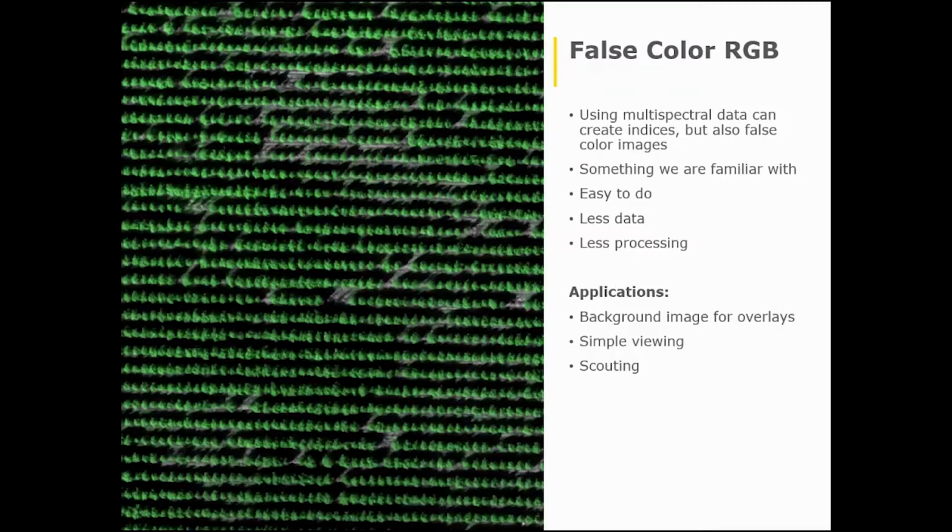And these applications are very simple, typically scouting or simple viewing. People just want to see their data. They want to have it for a background for image overlays when they do other analysis. So it's useful in many other ways. A lot of people like to see this data, but I would say that it's very simply derived and pulled from the multispectral data. And we do actually have a guide on our knowledge base to do this. So I would check that out if you're interested.